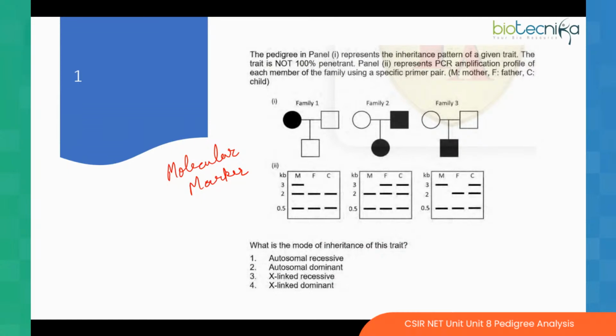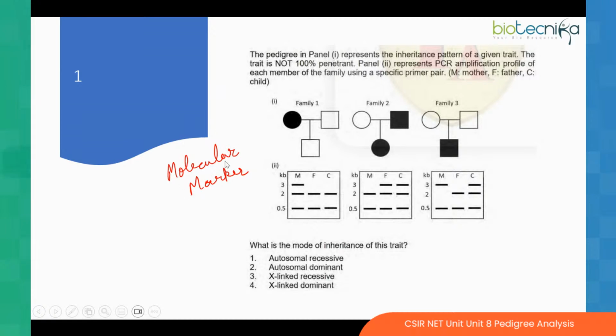Okay, so the questions are always associated with some molecular marker data. So make sure that you understand molecular markers very well, and also that you know how to decipher the data, how to comprehend and make sense of the data that is given here. All right, so this is the first question.